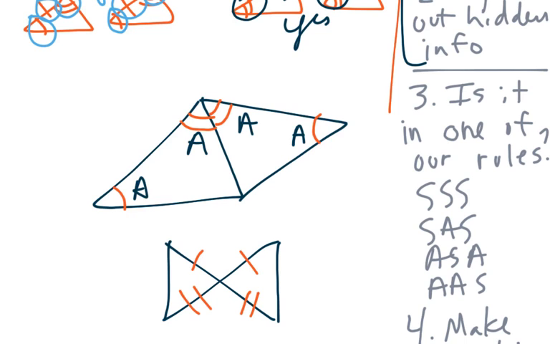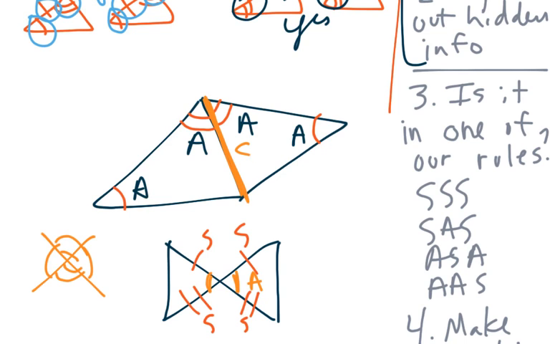If there is, like this, a side that they share, or we've got 2 sides here, and that vertical angle, remember, if they form an X, those angles opposite are congruent. Okay, then that would be hidden information, and yes, we'd have our 3rd piece for each of those. Okay, then once we've got that figured out, we want to see, is it one of our rules?